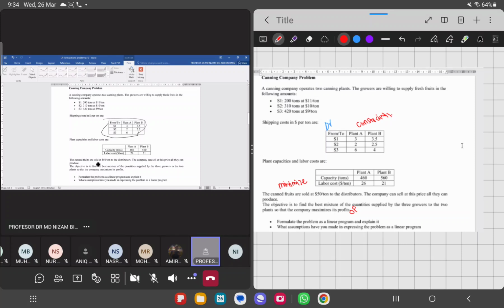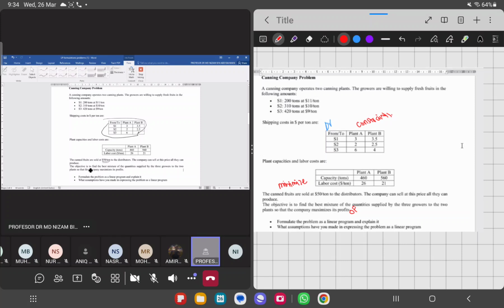And the canned fruits are sold at $50 per ton to the distributor. Once you can it, you can sell it to a distributor, and the price that you can sell at is $50 per ton, assuming that all the fresh fruit is turned into canned fruit, right? And the company can sell at this price all they can produce. So there's no limit. The company can make as many as they want, and sell to the distributor at $50 per ton, right?